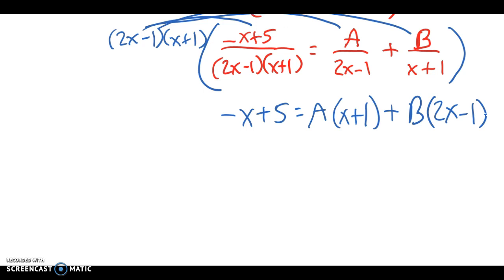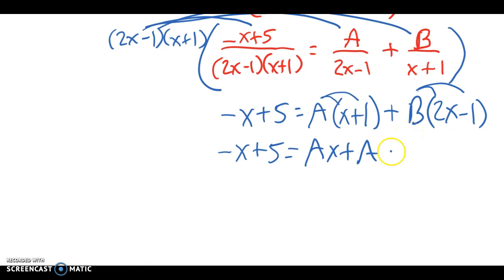Okay, so next logical step is, I'm probably going to distribute through this equation. So I still have my negative x plus 5. I'm going to distribute. So I've got ax plus a. Here, this is a little weird. B is some number, so I'm going to put the 2 first, then the B, then the x. And then B times the negative 1.